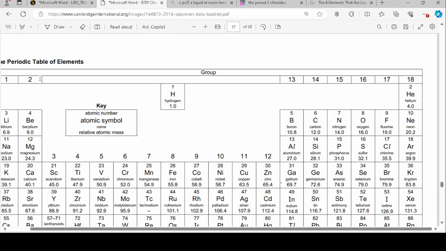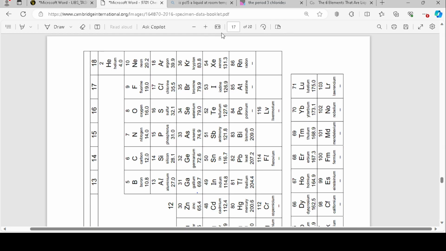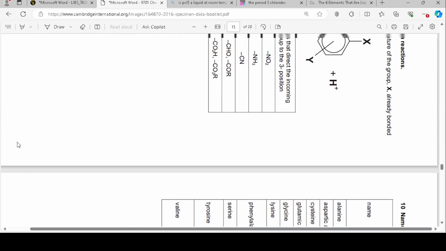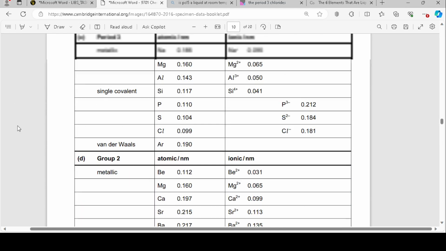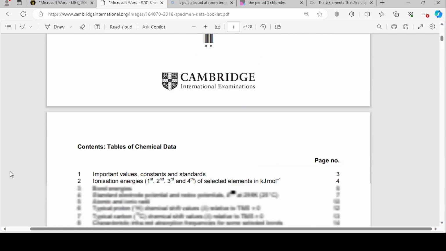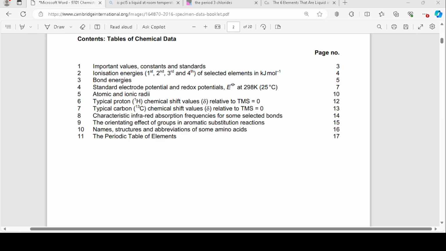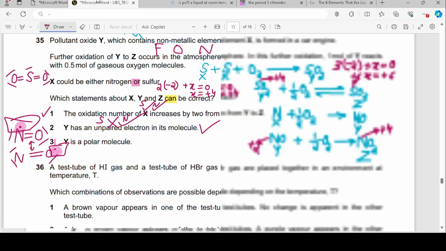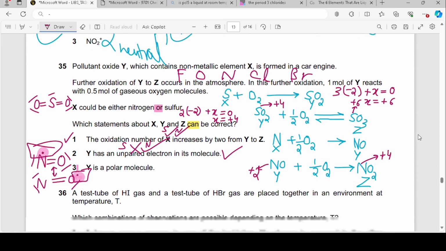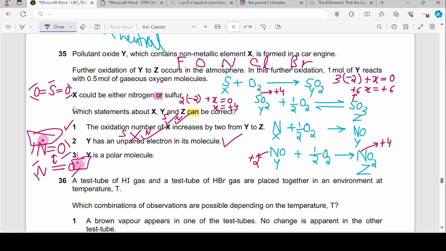The only thing is, I don't think that the data booklet, this one that I have, gives you Pauling electronegativity values, right? Why is it upside down? Okay. So I don't think this one gives you Pauling's electronegativity values, but definitely, what I can say is that there is an electronegativity difference. So you can consider them polar in that way.